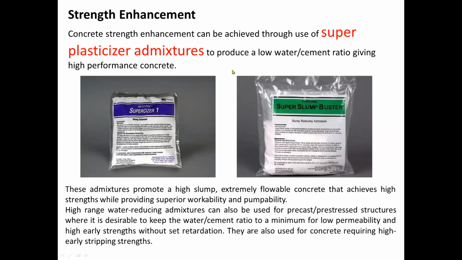High-range water reducing admixtures can also be used for precast, prestressed structures where it is desirable to keep the water cement ratio to a minimum for low permeability and high early strengths without set retardation. And they are also used for concrete requiring high early stripping strengths.